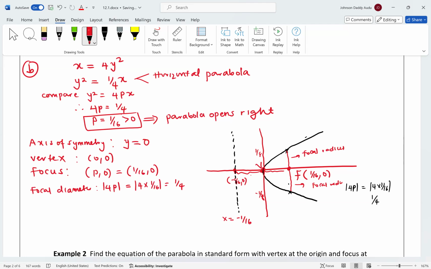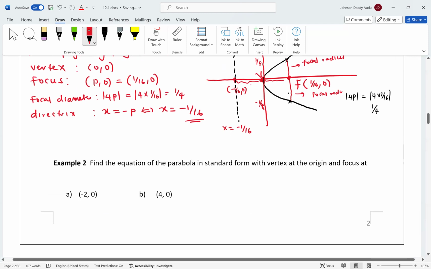Then what else? The directrix. The directrix is given by x equals minus p, and this is nothing but x equals minus 1 over 16. And we're done. All right, let's see example number 2.